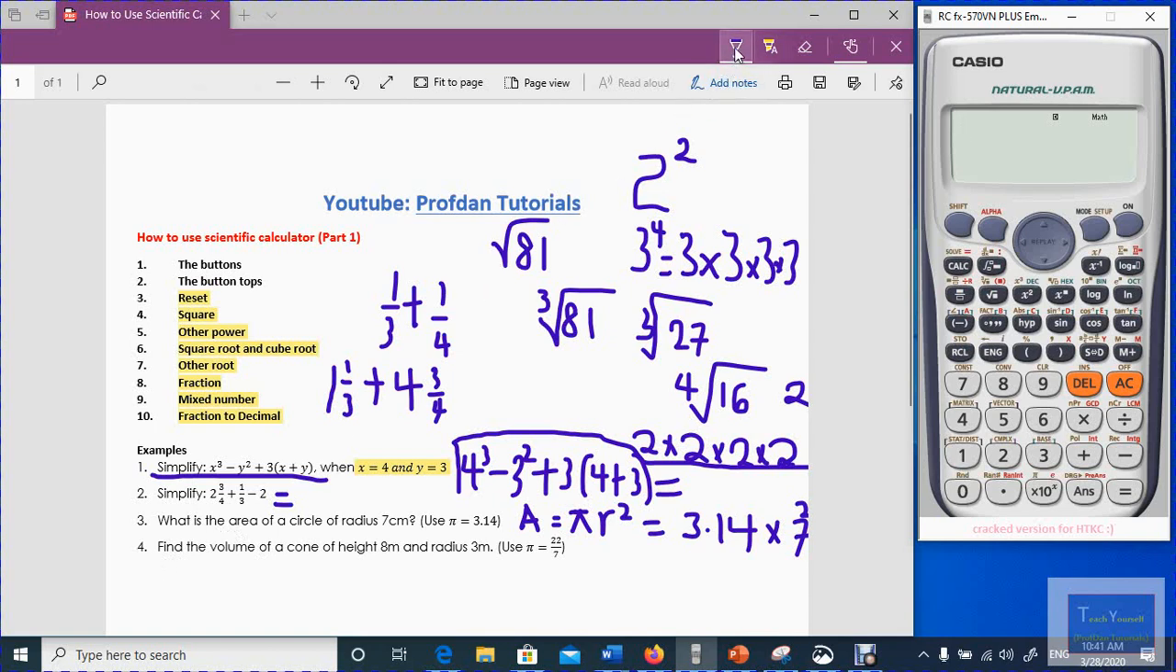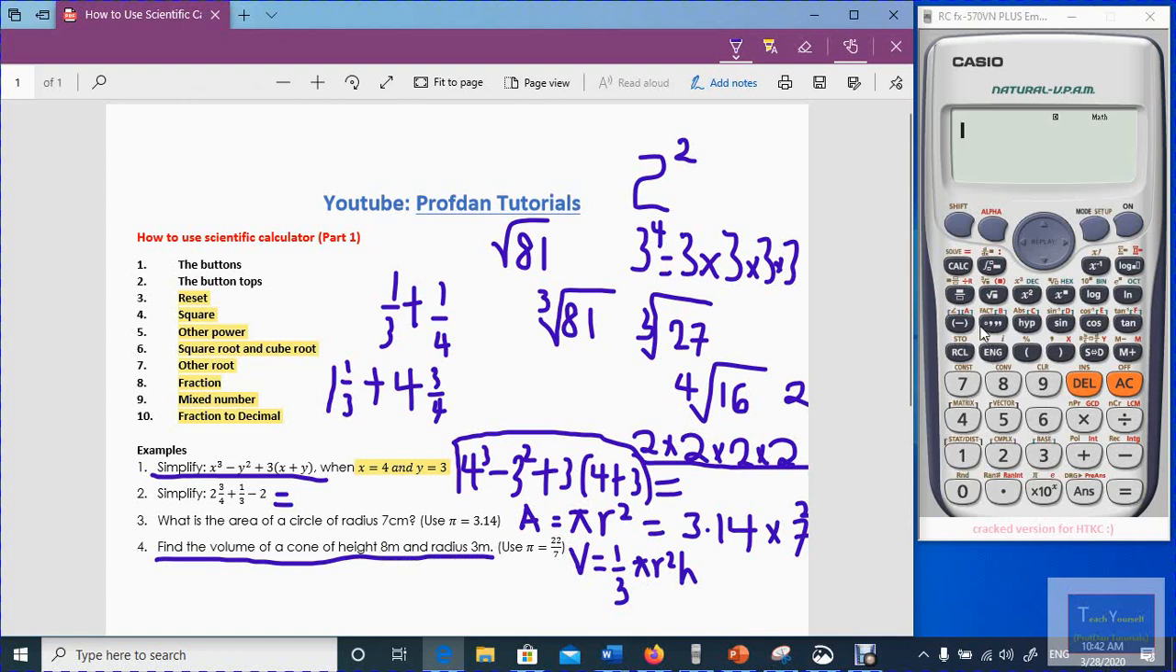This question says, find the volume of a cone of height 8 meter and radius 3 meter. First is the formula for finding the volume of a cone. Volume of a cone is 1/3 that of a cylinder. We've done this in our previous YouTube videos. So 1 over 3 times pi r squared h. So put in the values given. Your pi, you're asked to use it as 22 over 7, and your radius r is 3, your height is 8.